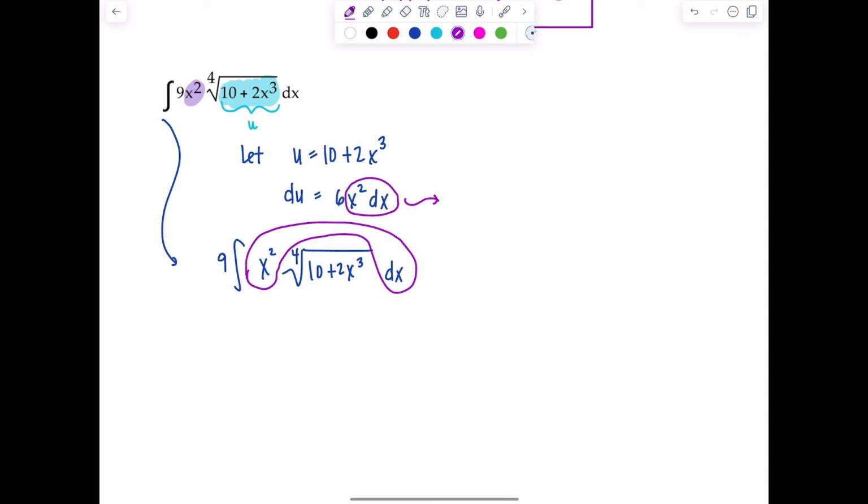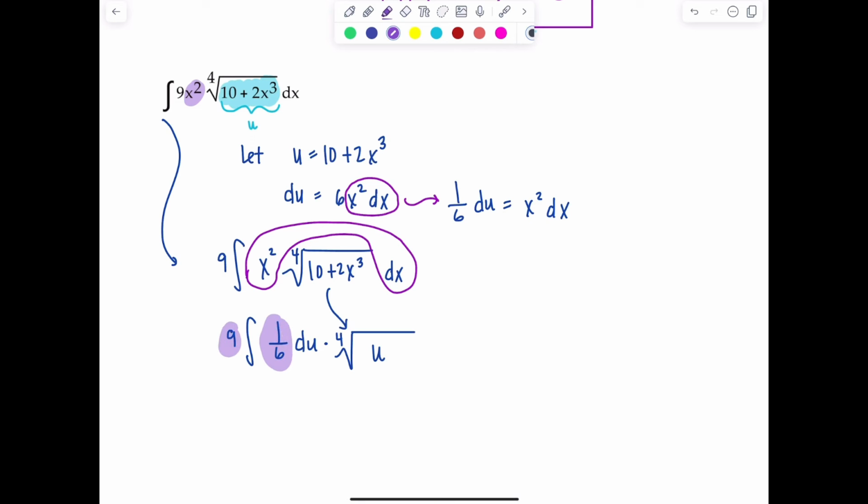So I'm going to divide by 6 on both sides. So 1/6 du is x squared dx. So the kidney bean gets replaced with 1/6 du. So 9 integral 1/6 du. I'll write it like that for now. And then we have the 4th root of 10 plus 2x cubed. Who's that? That's u. Okay, now let's get a little more slick. Why do we have this disgusting 1/6 here? No. Put it outside with the 9.